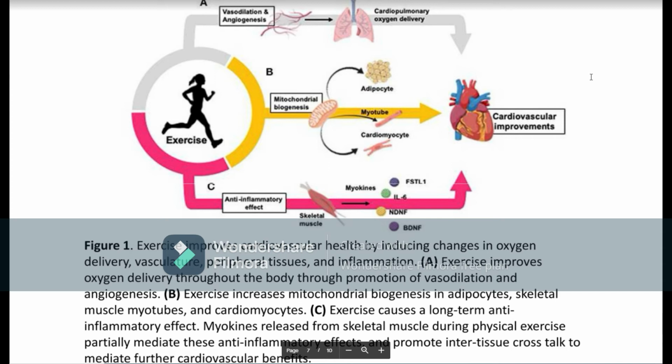Here on the figure we can see how exercise improves cardiovascular health by inducing changes in oxygen delivery, vasculature, peripheral tissues, and inflammation. So up there we can see the sequence A, where exercise improves oxygen delivery throughout the body through promotion of vasodilatation and angiogenesis. And sequence B demonstrates how exercise increases mitochondrial biogenesis in adipocytes, skeletal muscle, myotubes, and cardiomyocytes.